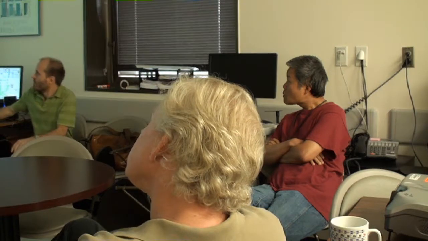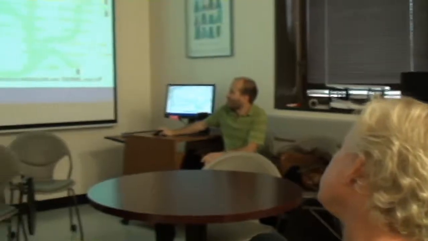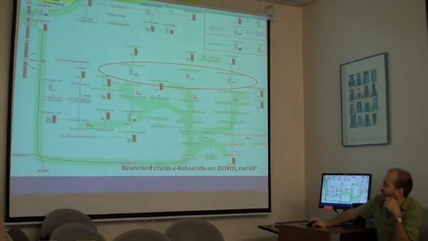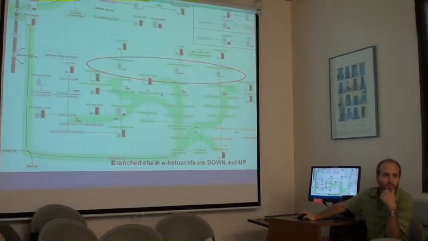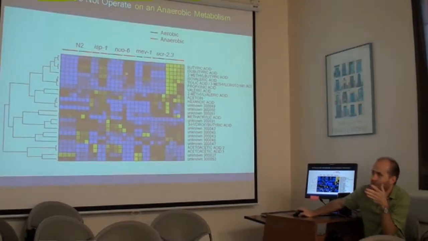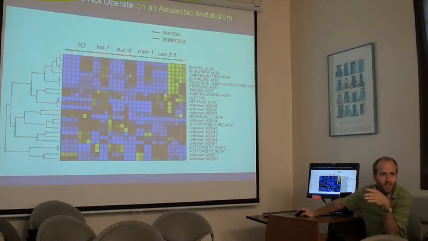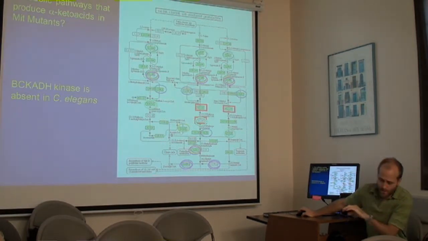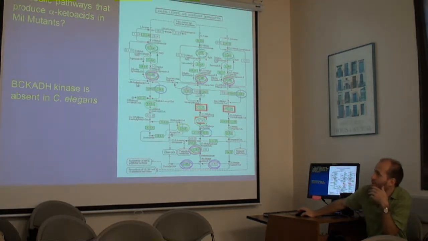But the take-home message here is that what we found is that the bottom half of the branch chain amino acid degradation pathway is actually run in reverse. And so we blow off all of these volatiles. In the anaerobic profile, these keto acids are down, not up, as we see in the microbes. And in fact, here's the data. You put these microbes under anaerobic conditions, and they turn on the production of all these volatiles. So they're clearly not running on it. They're doing something else.